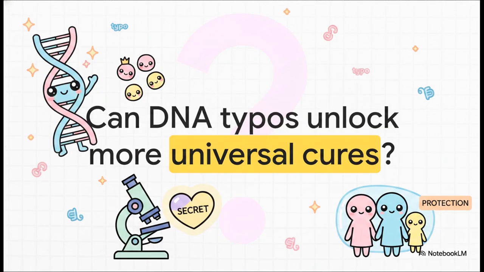As we wrap up this explainer, it leaves us with an incredibly inspiring thought to ponder. If decoding a simple, clumsy cellular stutter can unlock universally targeted, tissue-agnostic therapies and actually protect entire families, what other microscopic secrets are just waiting to be found in our DNA?